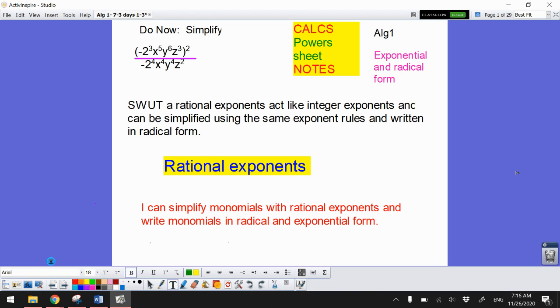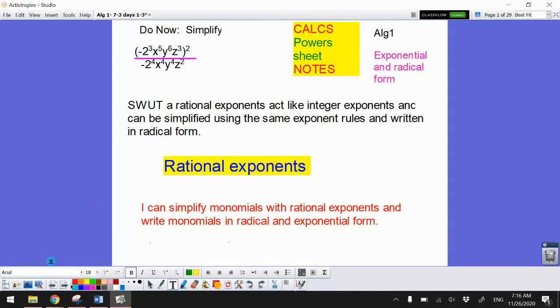Okay, let's go ahead and move forward with exponential and radical form today. We're going to be talking about rational exponents, and we're going to see that they act a lot like integer exponents. Some of the rules are the same, and we're going to be writing these monomials in exponent form and also in radical form. So we're starting to look at some radicals.